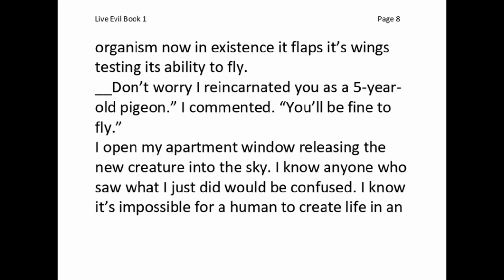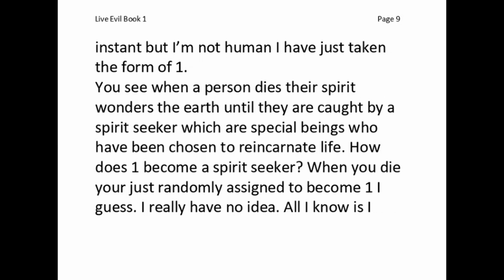I know it's impossible for a human to create life in an instant, but I'm not human. I have just taken the form of one. You see, when a person dies, their spirit wanders the earth until they are caught by a spirit seeker, which are special beings who have been chosen to reincarnate life. How does one become a spirit seeker?